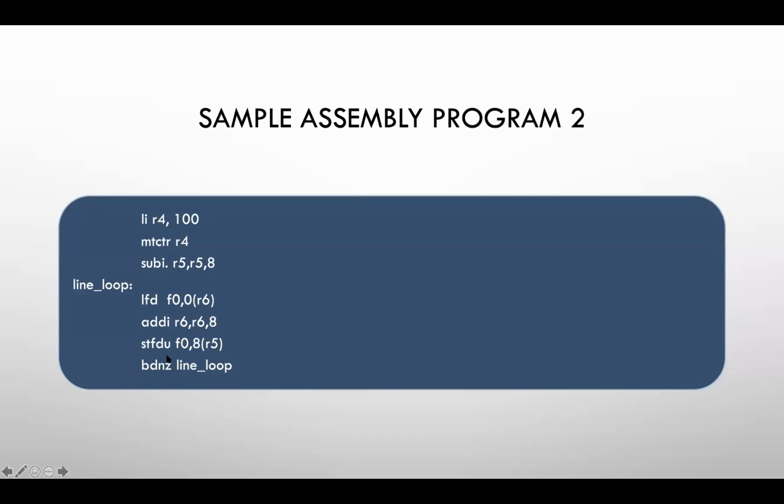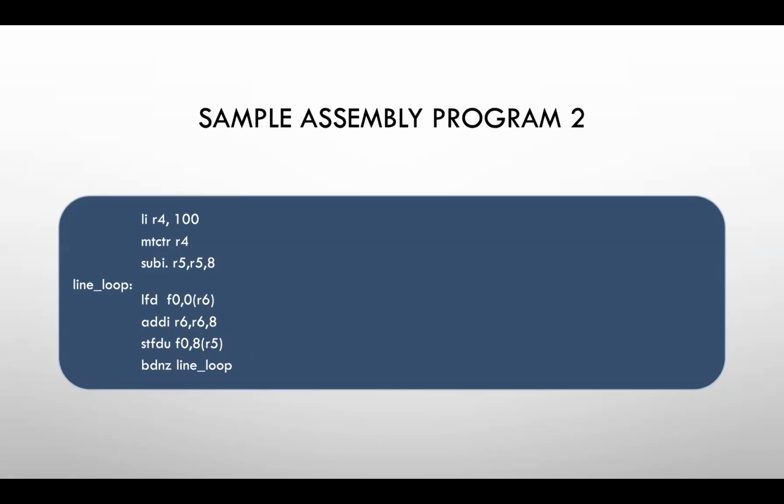And if you see here, we have used stfdu. So this does a store and also an update. So whatever is there in the R5 register, it'll update with 8 bytes. It'll add 8 bytes to R5. So it'll update the R5 register. And whatever is there in F0, it'll store into the address 8 plus R5. So for R6, we are manually updating the address. For R5, this instruction itself is doing the update.